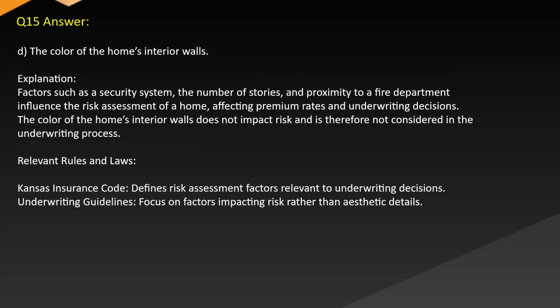Answer: D. The color of the home's interior walls. Explanation: Factors such as a security system, the number of stories, and proximity to a fire department influence the risk assessment of a home, affecting premium rates and underwriting decisions. The color of the home's interior walls does not impact risk and is therefore not considered in the underwriting process. Relevant rules and laws. Kansas Insurance Code defines risk assessment factors relevant to underwriting decisions. Underwriting guidelines focus on factors impacting risk rather than aesthetic details.